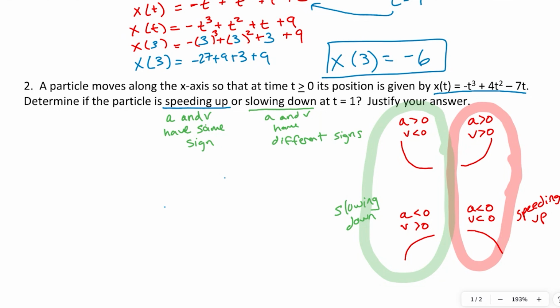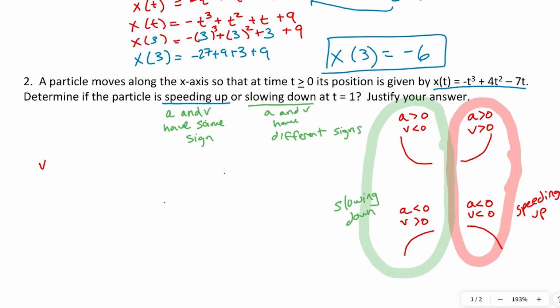So we need to check both the velocity and the acceleration at t equals 1 to be able to make a conclusion here. So the actual calculus that we're going to be doing really isn't any different than what we've been doing. We're going to find derivatives and whatnot. But we're going to be looking at both velocity and acceleration to be able to answer this question. So let's go ahead and do that now.